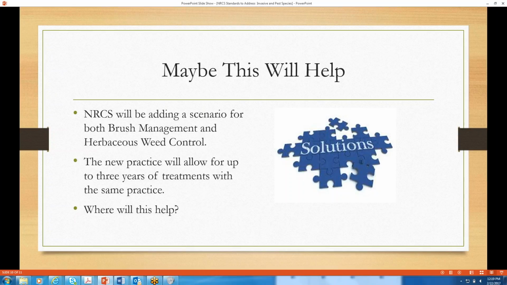And what NRCS is going to be offering, not for this sign up, but for the next sign up, is brush management and herbaceous weed control, where you can use the same practice multiple years, up to 3 years, so that you could hit the species the first year, the second year hit the re-emerging, and then the following year hit it again.